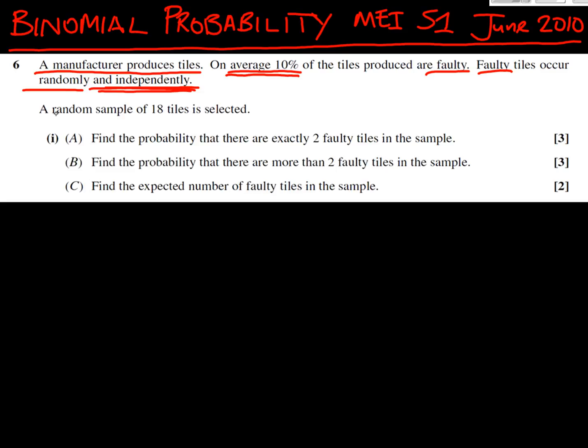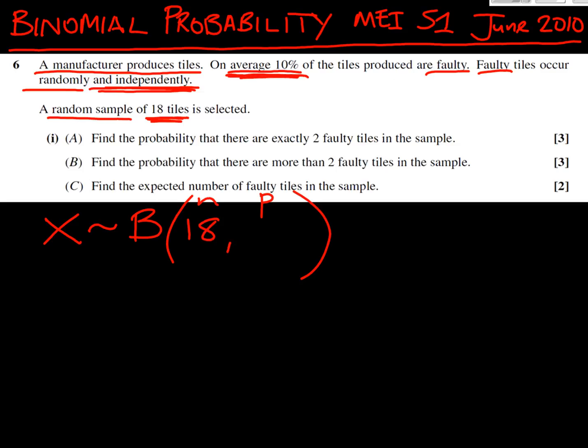What questions are they asking you? They're going, a random sample of 18 tiles is selected. So from this point, we now know that we're looking at a binomial. So let's start by writing out what we know about this binomial. X is binomially distributed. And what do we need to have? We need our n value and our p value. Well, n here is the number of trials, which is the number of tiles, 18. And p is our probability. Well, they've told us that it's 10%, so that's 0.1. So we now know what our binomial is that we're going to use.